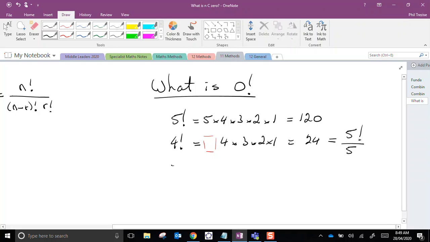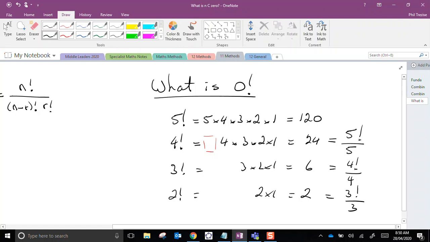Let's keep going. 3 factorial is 3 by 2 by 1, which of course is 6, but I think we could see that that is 24, or 4 factorial divided by 4, for the same reason. The 4's missing from the previous list. It's like I took 4 factorial and cancelled out the 4. 2 factorial is 2 by 1, which is 2, and that's the same as the previous one if I cancelled out by dividing through with the 3.